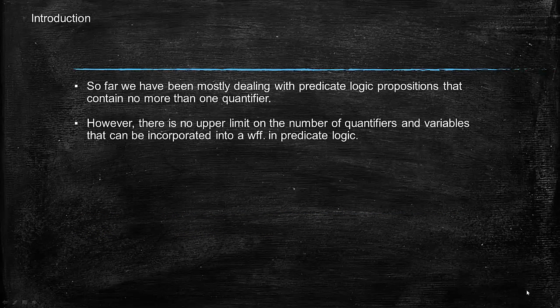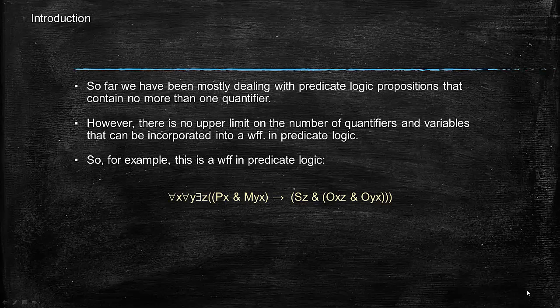So there's really no upper limit on the number of quantifiers and variables that can be incorporated into a predicate logic proposition. Something like this is a perfectly well-formed formula in predicate logic. It has three quantifiers, two universal, one existential, and therefore three variables, x, y, and z. Not at all clear what something like this would mean right now, but it is a perfectly well-formed formula.